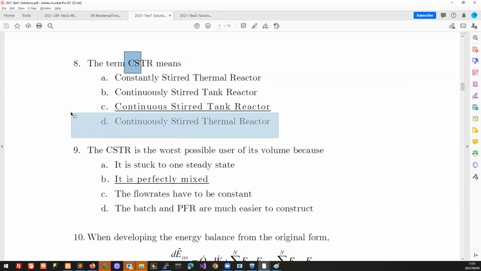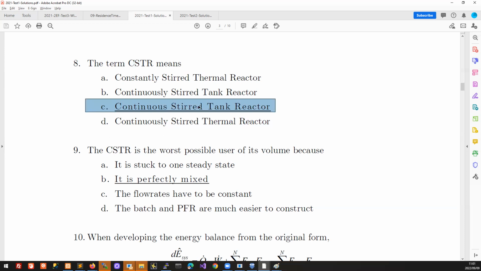The last one, continuously stirred thermal reactor. There's no such thing as a thermal reactor. So the only one that makes sense is that one, continuous stirred tank reactor.